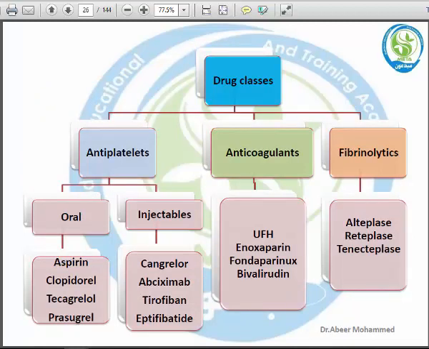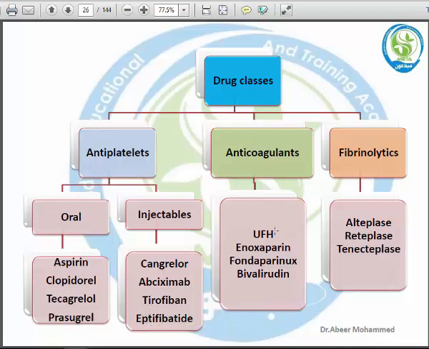This scheme summarizes the drug classes used in the management of acute coronary syndromes. Antiplatelets, either oral or injectable. Oral ones are aspirin and clopidogrel, while ticagrelor and prasugrel are P2Y12 inhibitors. Injectables include cangrelor, a P2Y12 inhibitor, and abciximab, tirofiban, and eptifibatide, which are glycoprotein IIb/IIIa inhibitors.